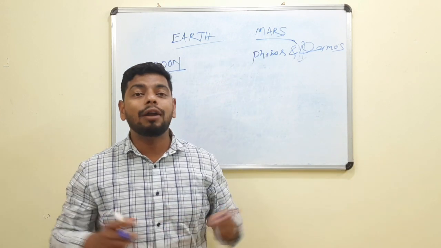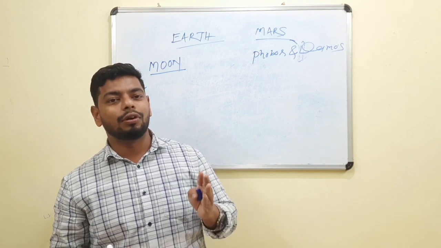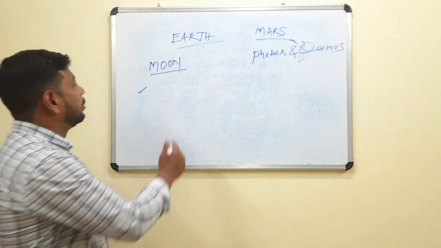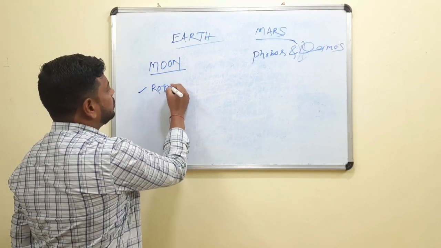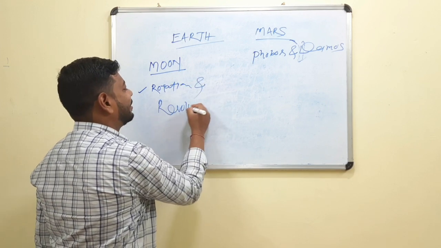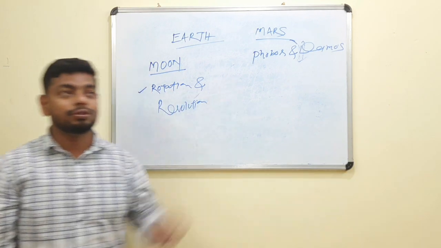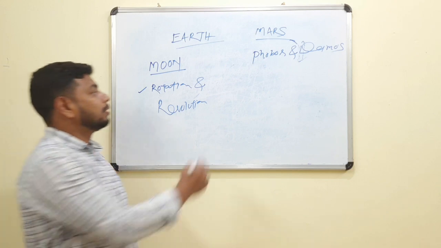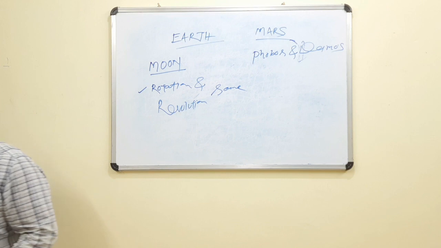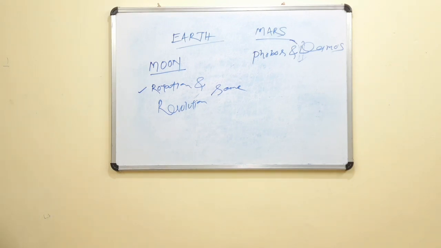Many questions also come: why is the same face or same side of the moon visible to us? The reason behind it is that the durations of rotation and revolution of the moon are the same. How much? Same. Please note it. The durations of rotation and revolution of the moon are the same. That is the reason only one face of the moon, the same face, is visible to us.